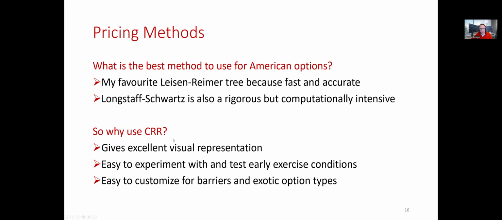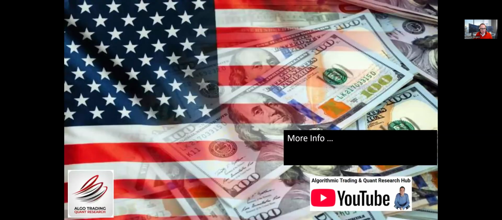So why did I use CRR in this presentation? I used it here because it gives an excellent visual representation. It's very easy to experiment with and to test all the different early exercise conditions. And it's very easy to customize for barriers and exotic option types. So it's very easy to play around with, very easy to set up, and mathematically quite straightforward. Now, that's the end of this presentation.